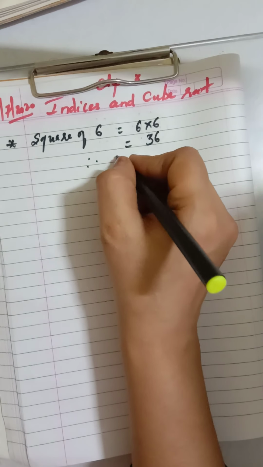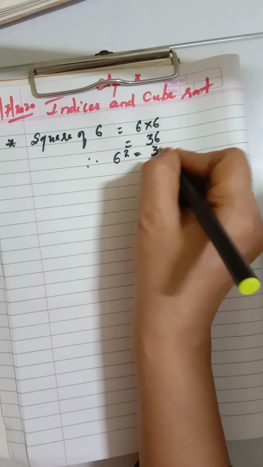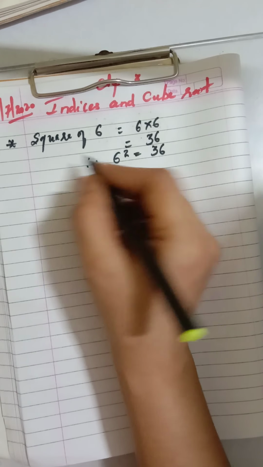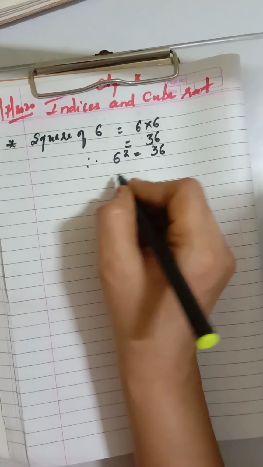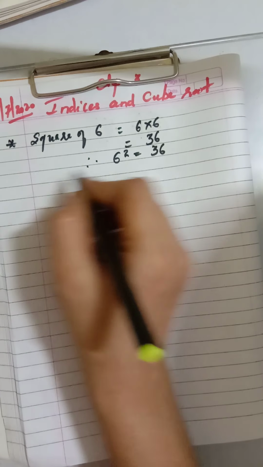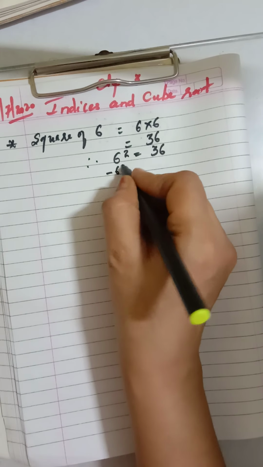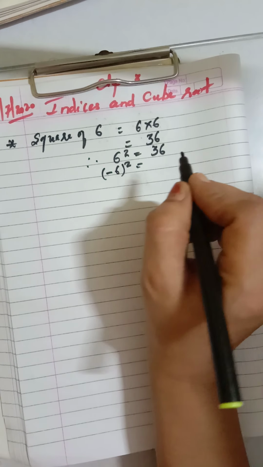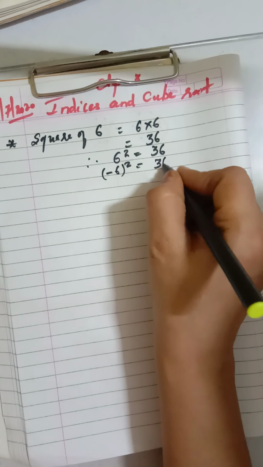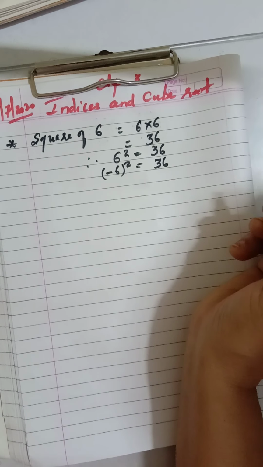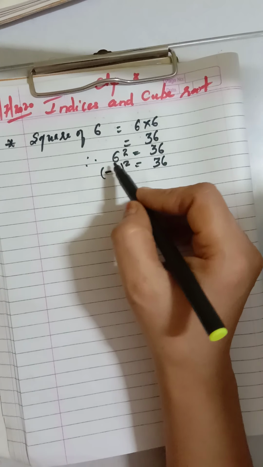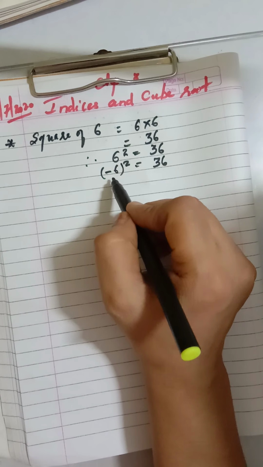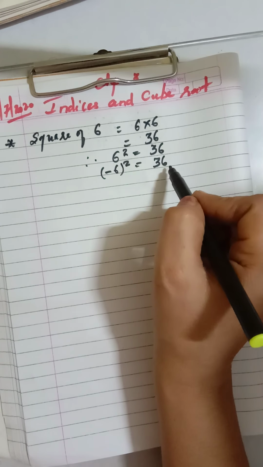Therefore I can say, children, 6 square is equal to 36, right? Now if you find the square of minus 6, it will be minus 6 whole square. This will also be minus 6 into minus 6, and that will be equal to 36. Clear, children? The square of positive 6 is 36, and the square of negative 6 is also 36.